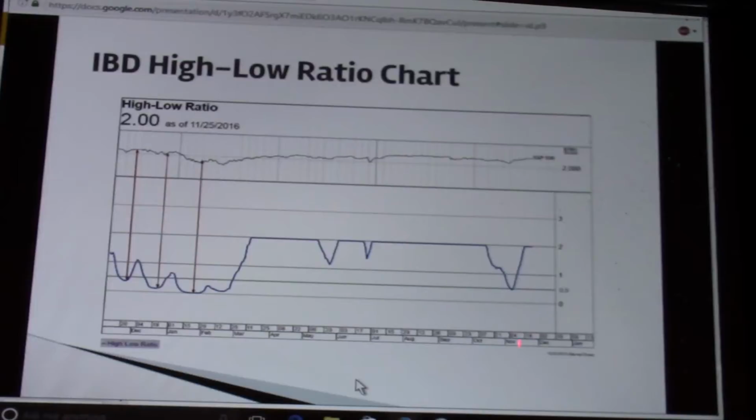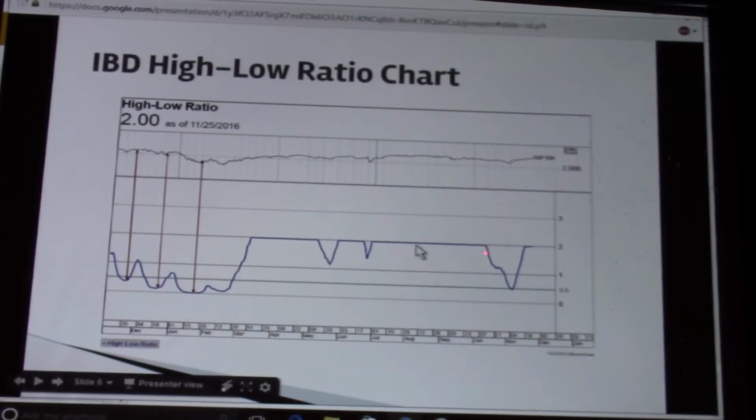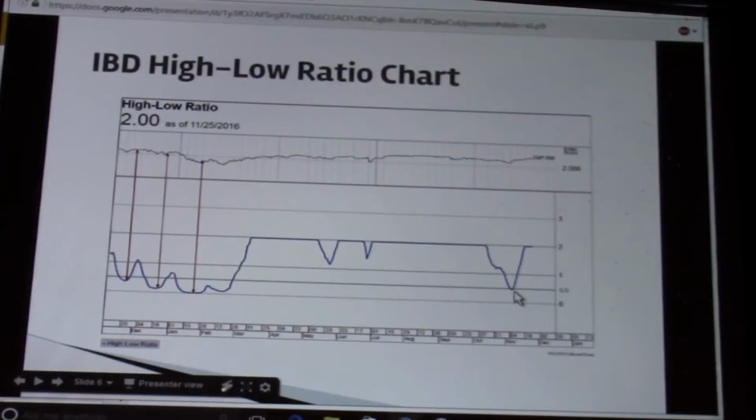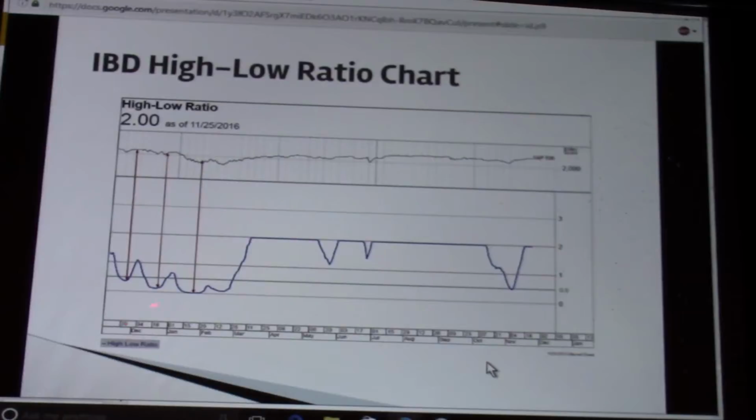So the high-low ratio back on this day was around the first, 24th down to November 7th. So it came down to 0.5. Look what it did back in January. It came down below the 0.1 right here. Basically it got around 0.07, or that was 0.05 and that was 0.07.